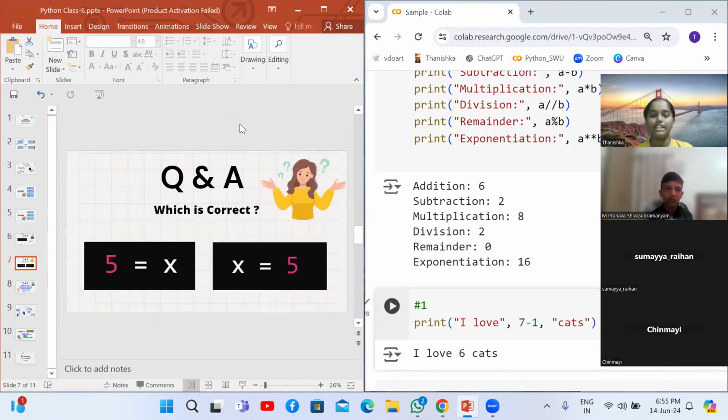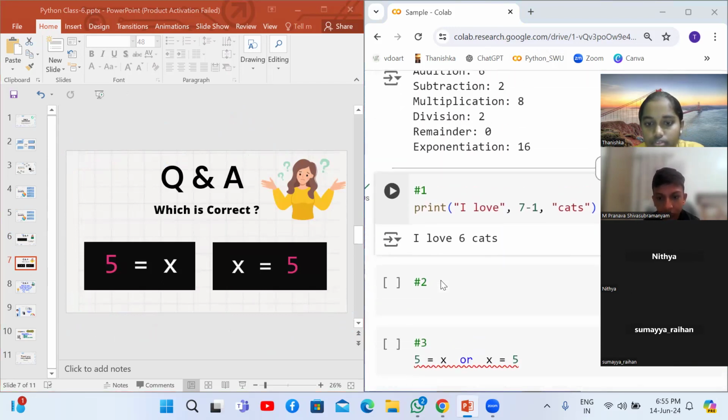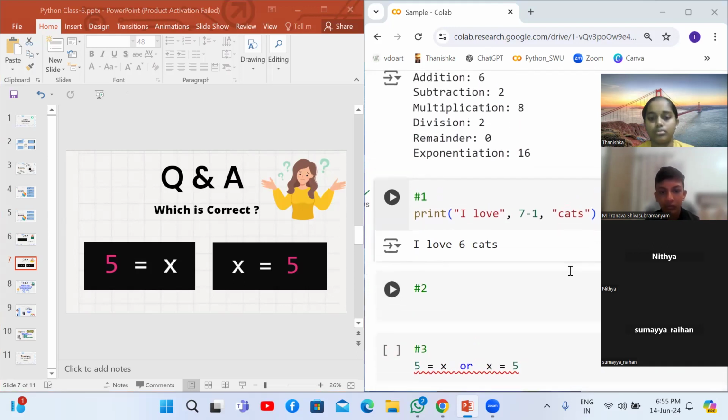Who will be explaining this one? Me, Nitya. Okay, Nitya, you can continue. So as you can see in the question, there are two options. We have to find out which one is correct, which one is wrong, and why it is wrong. When we write in Python, first we write a variable, then we write a constant.